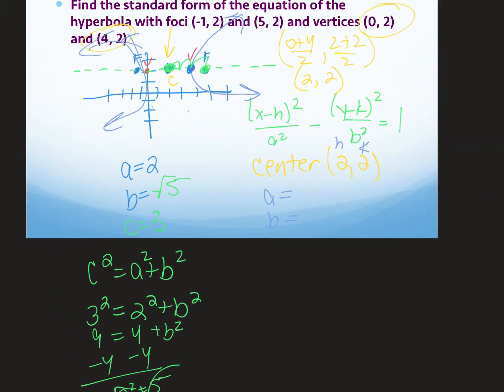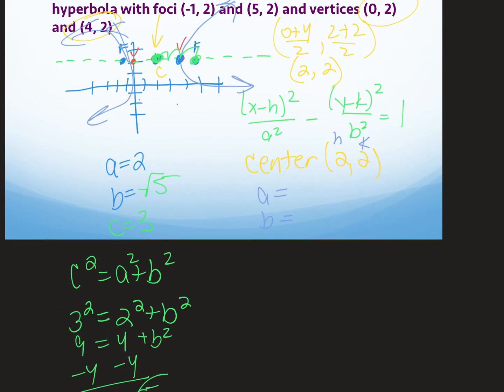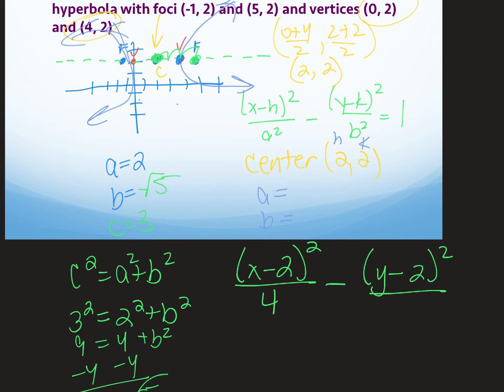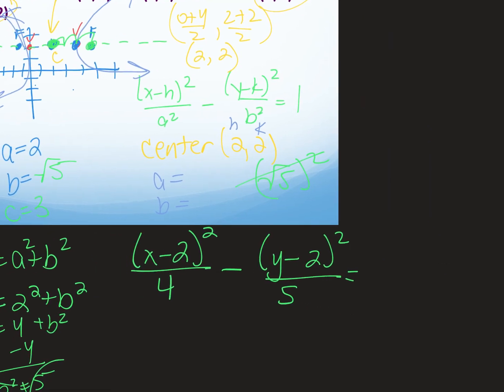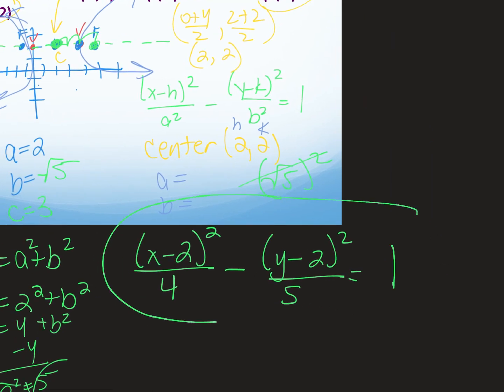Now, if we're going to write the equation in standard form, I would say x minus my H value, which is 2, of my center, squared over my A value squared. Well, A is 2, so 2 squared is 4. Minus y minus k, which in this case is 2 again, squared over my B value, the square root of 5. If I square the square root of 5, it just becomes 5. And then I have equals 1. And there, folks, is our equation of our hyperbola in standard form.